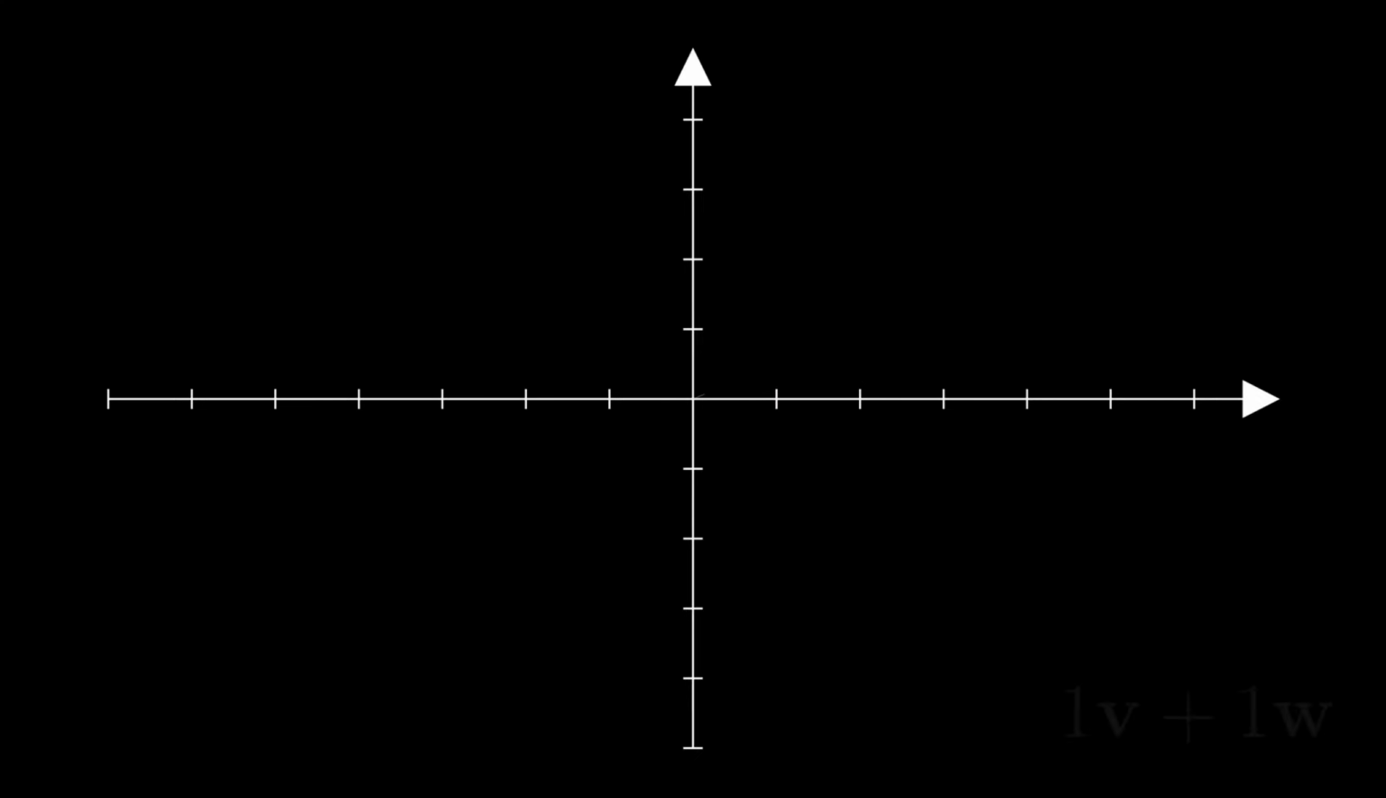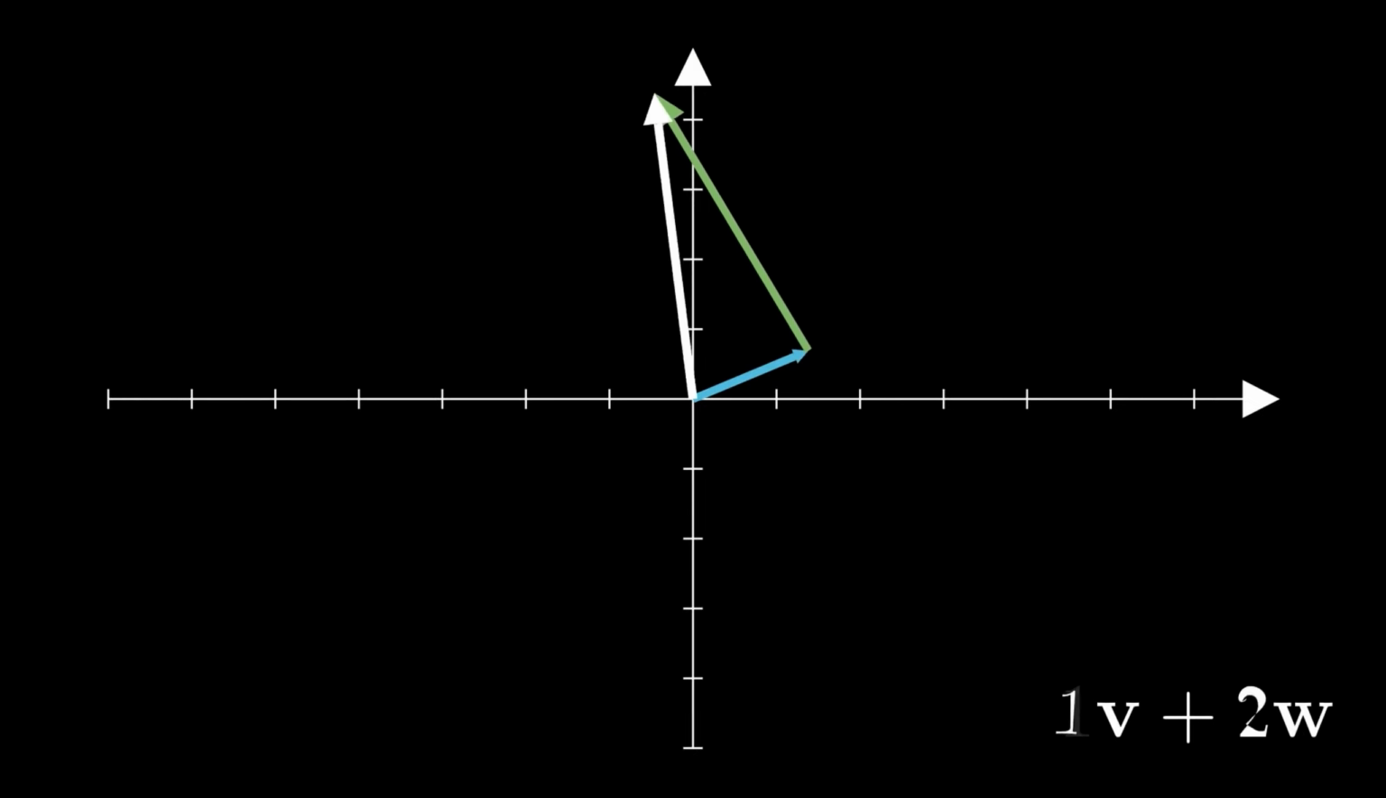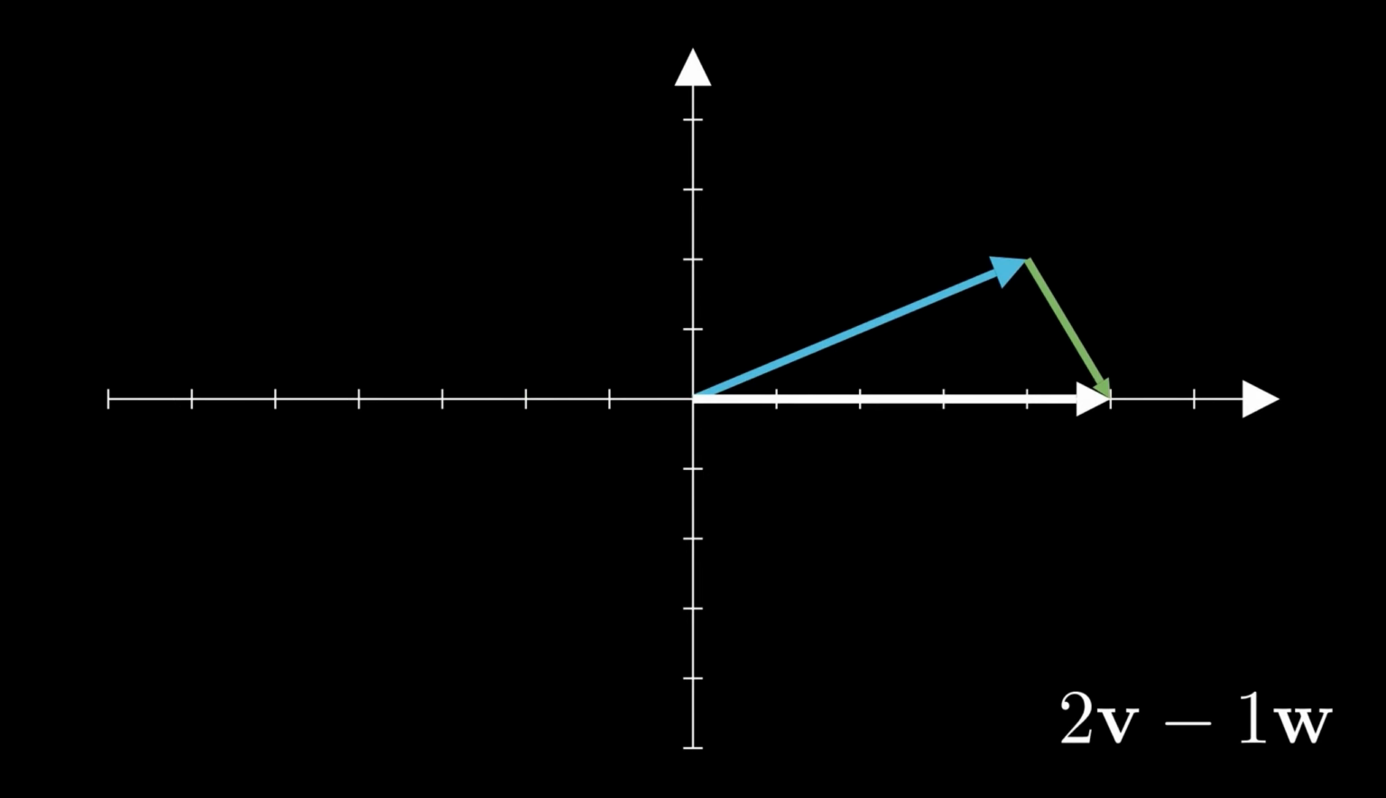Remember, we can use the tip-to-tail method to find their sum, so I'll place the second vector at the end of the first vector each time. As we saw before, this creates another vector. Now let's try different values for those two numbers. This is called a linear combination. Each choice gives us a different resultant vector.